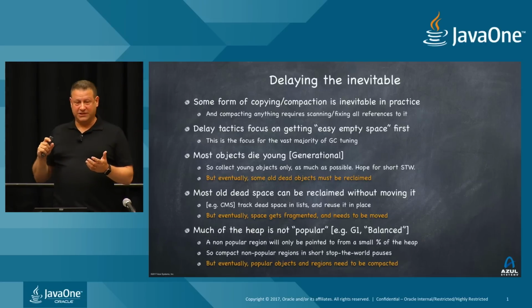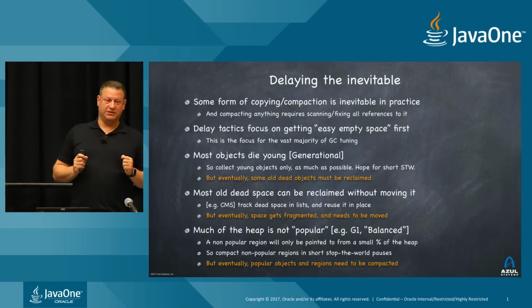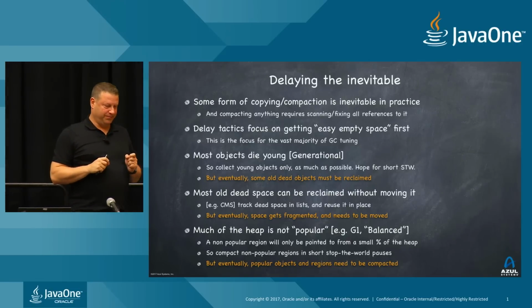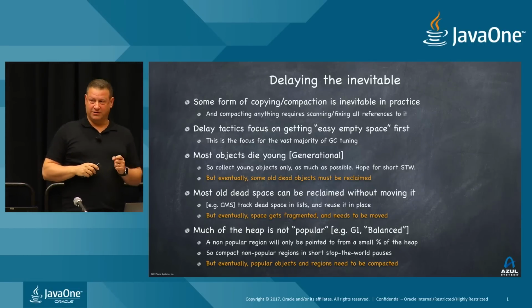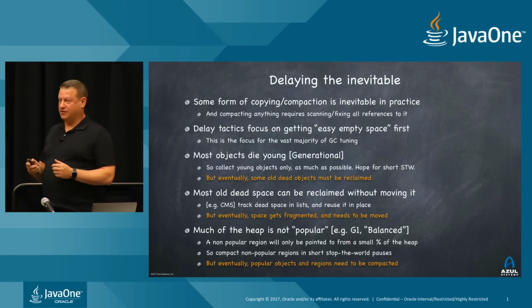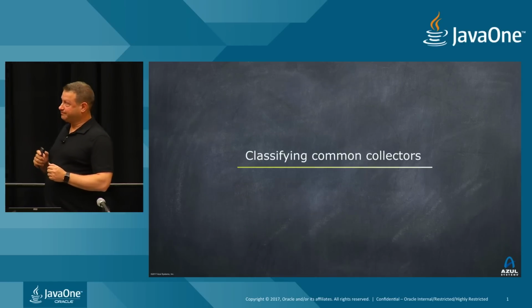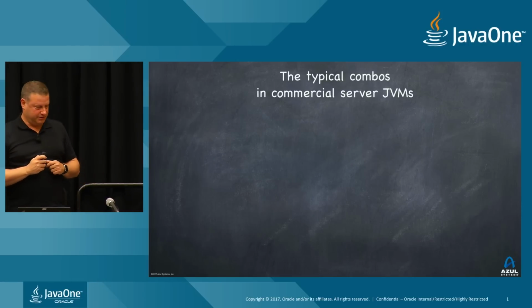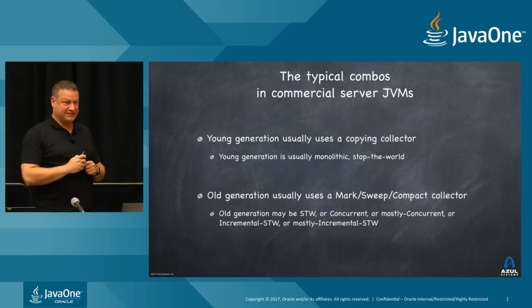So you look at that compaction and say, maybe I won't have to do it all at once. Maybe I could do it a piece at a time, and that's what G1 does. But eventually, you're going to have to deal with popular objects and other pressures on the heap that come out of that.